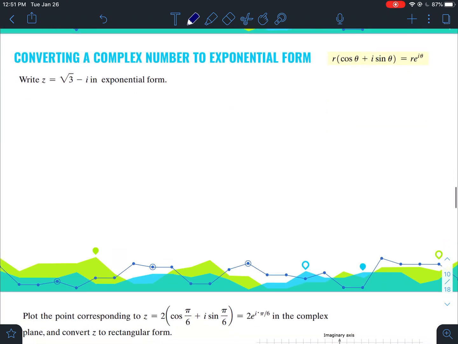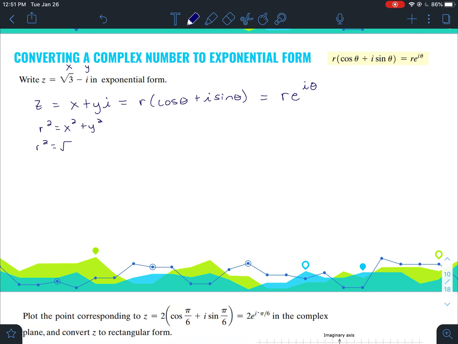All right. We also have a new form called exponential form. So if we have a complex number z equals x plus yi, remember in polar form, this is r times cosine theta plus i sine theta. And this in exponential form would be r times e raised to the i theta. So if we want to convert from complex form into exponential form, first we need to convert it into polar form. So remember, we're going to use r squared equals x squared plus y squared. And so in our example, x is square root of 3 and y is negative 1.